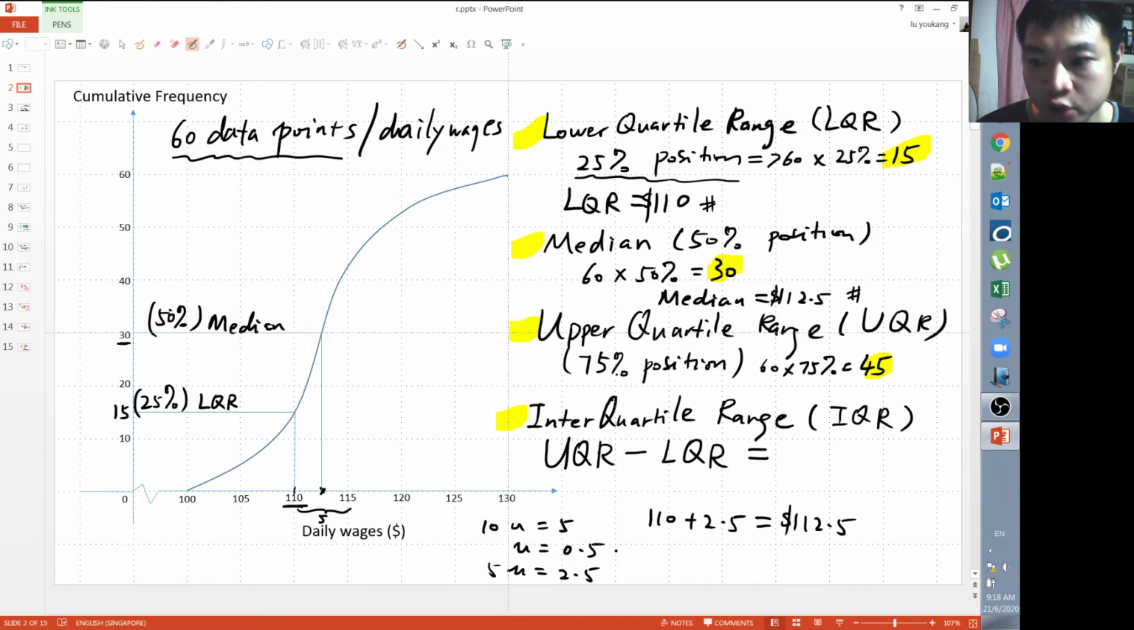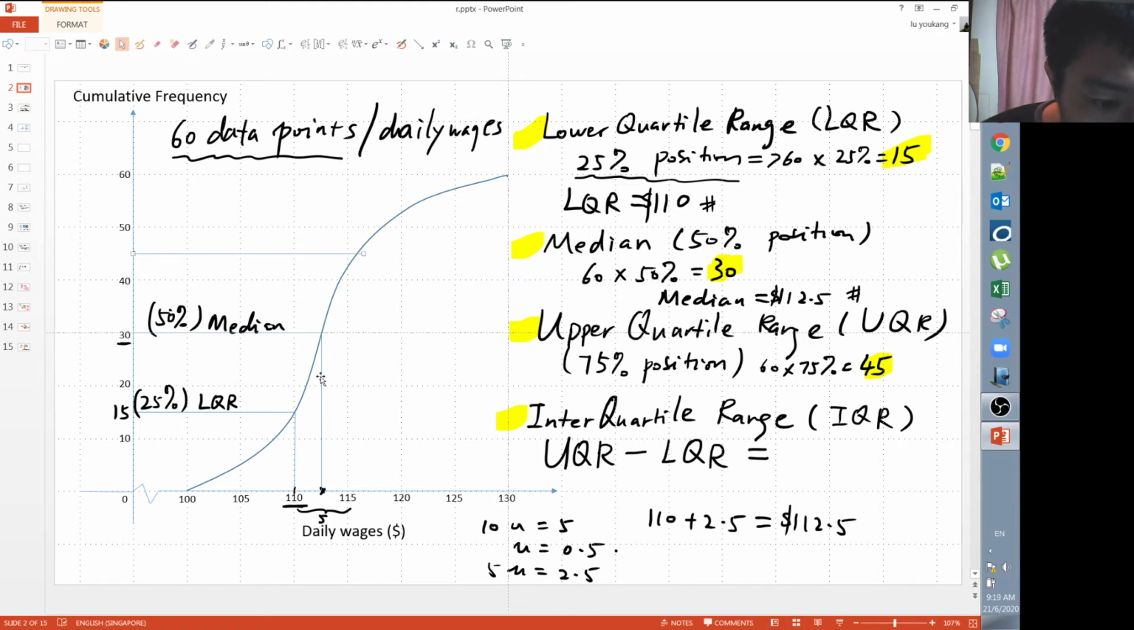Alright, so now let's look at our upper quartile range. That is our 75% position. So it's our 45 on this vertical axis. Okay, so our 45 is 41, 2, 3, 4, 5. 45 is here. So let me move this line. Alright, let me come down a bit. Yes, so just try to be more accurate.